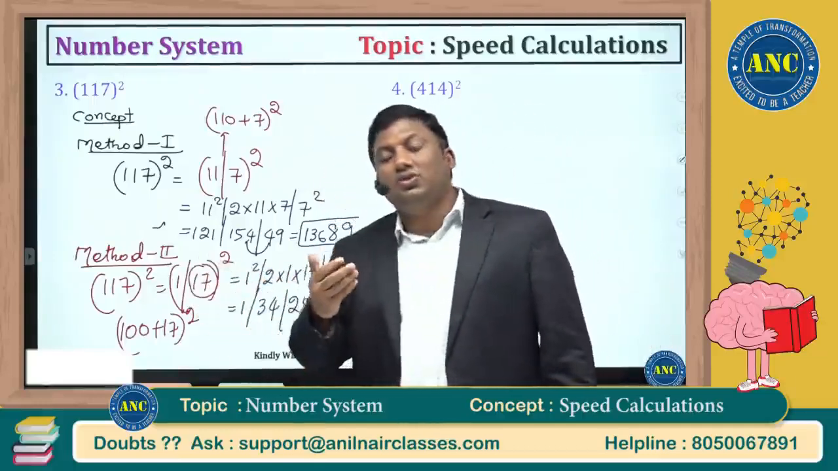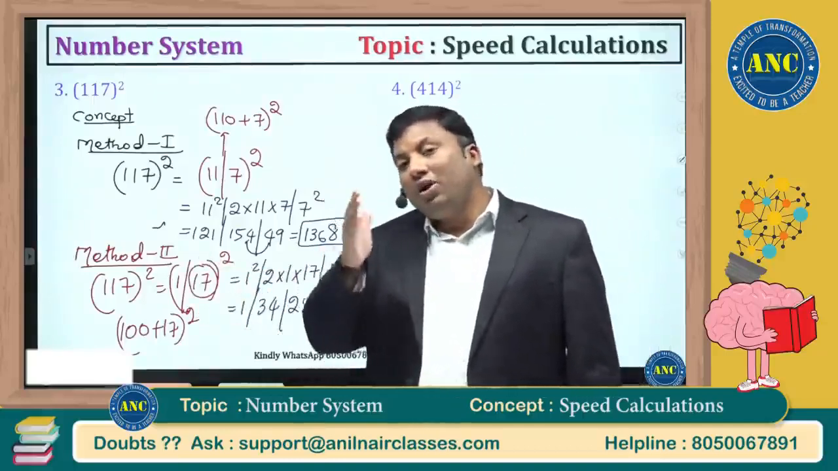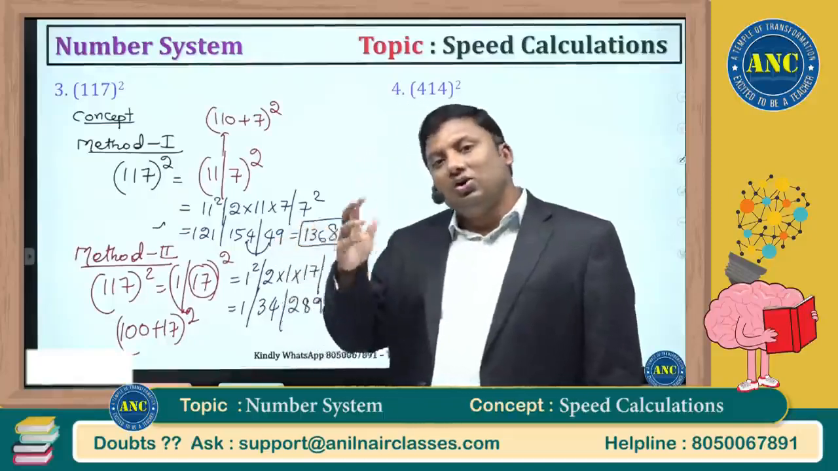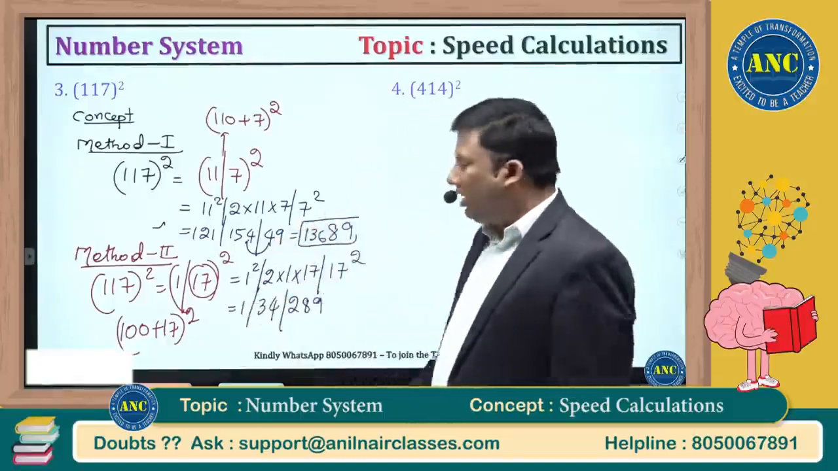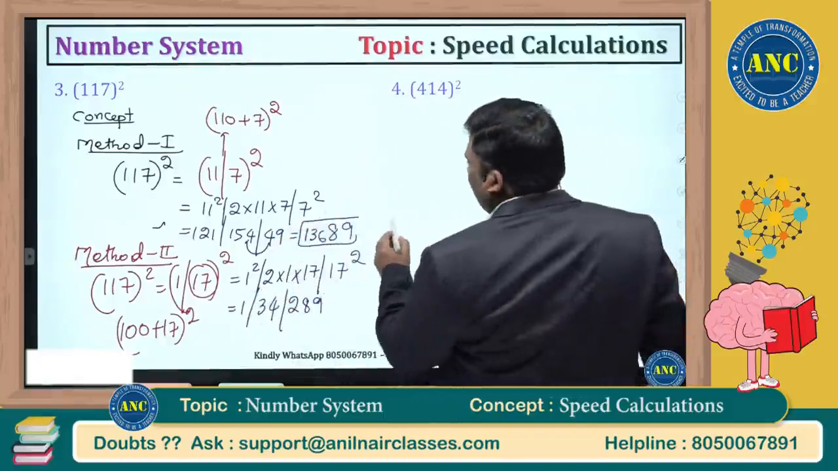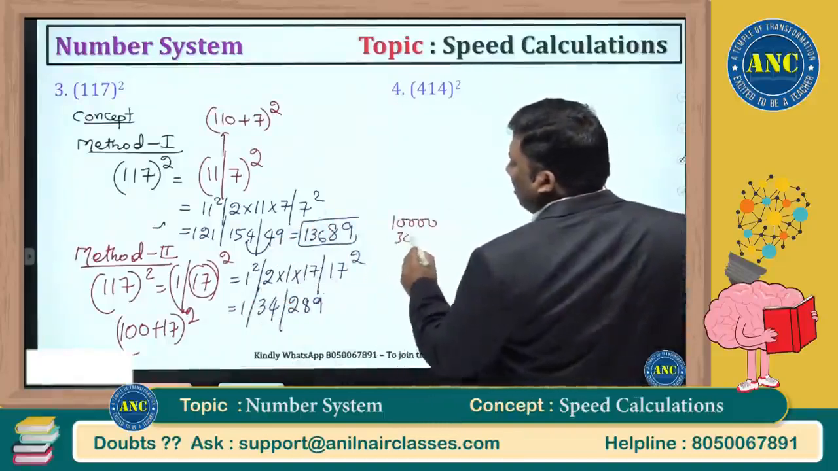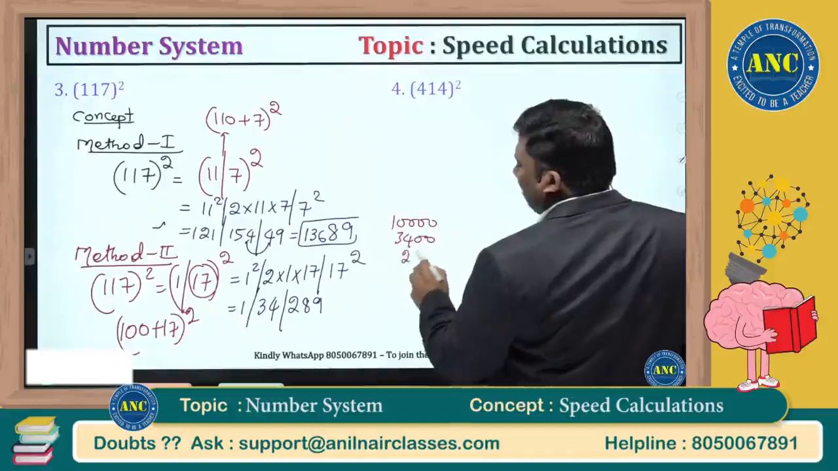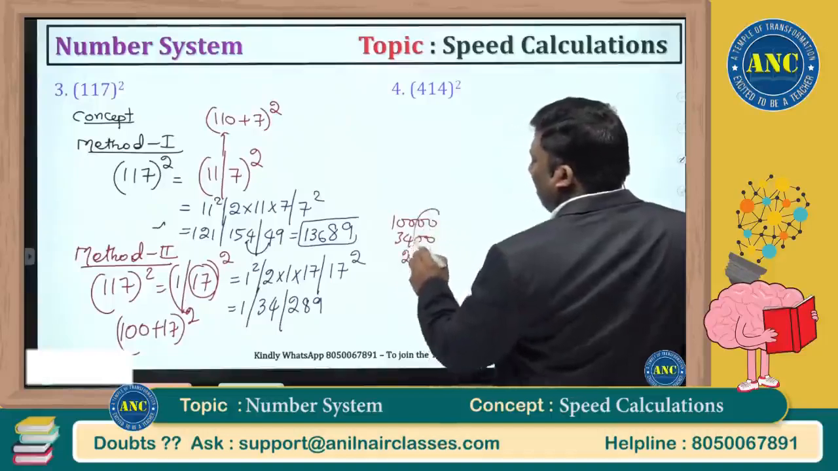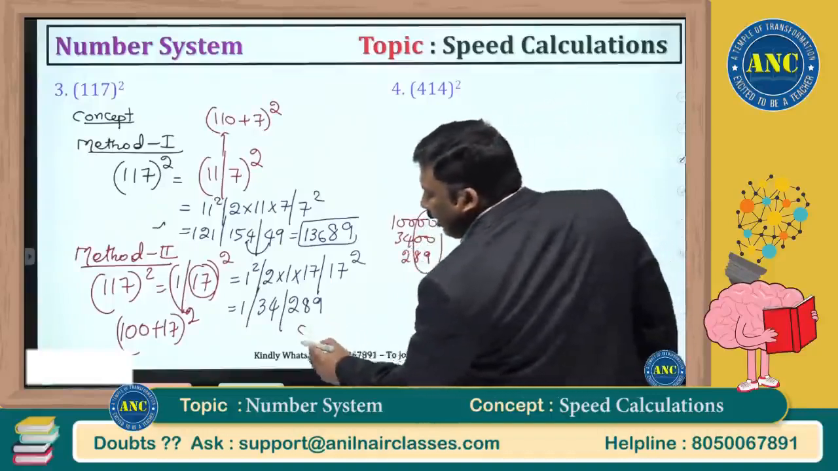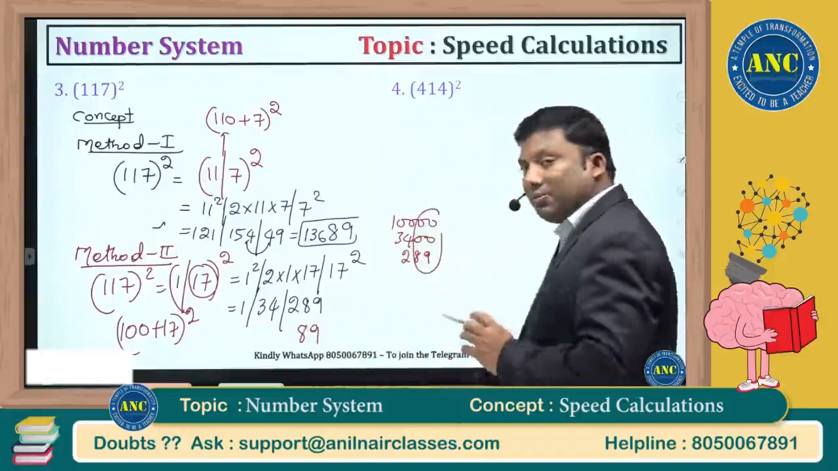100 plus 17 square. 100 square will give you 1 followed by 4 zeros. 2 into 17 into 100: 2 zeros plus 17 square, 289. These are nothing but 100 square, 1 followed by 4 zeros. Next it is 3400. Next it is 289. 89 plus 00 plus 89, 89. That is the reason 89 is written, in simple language.